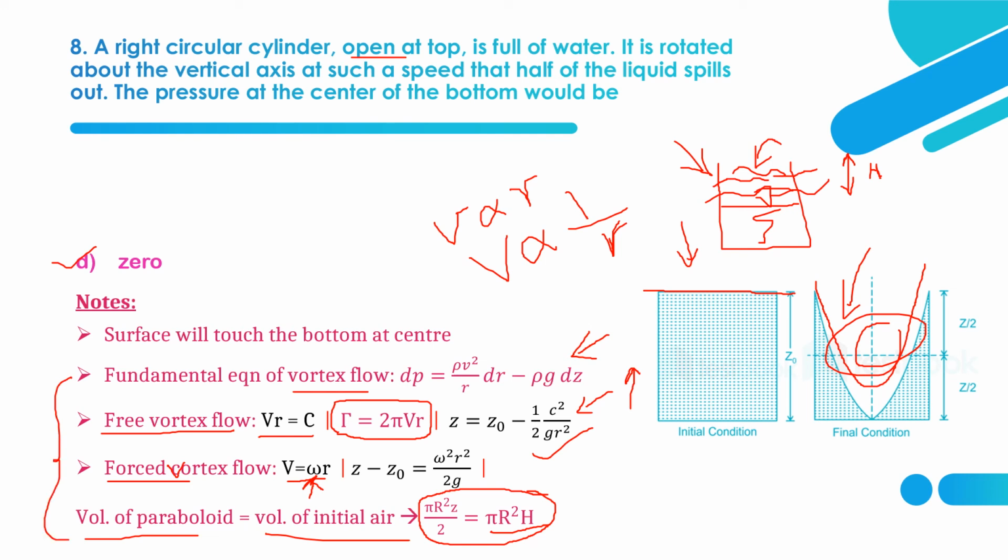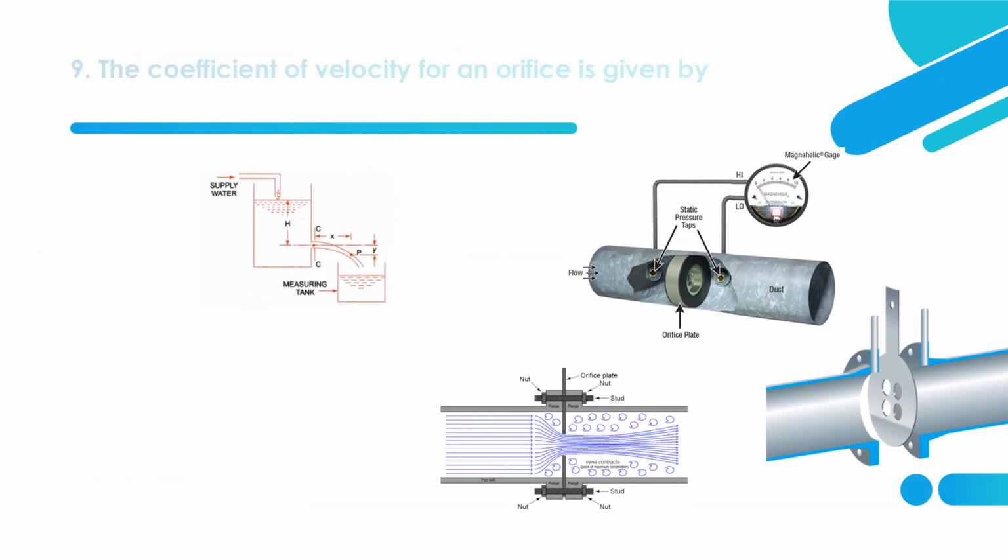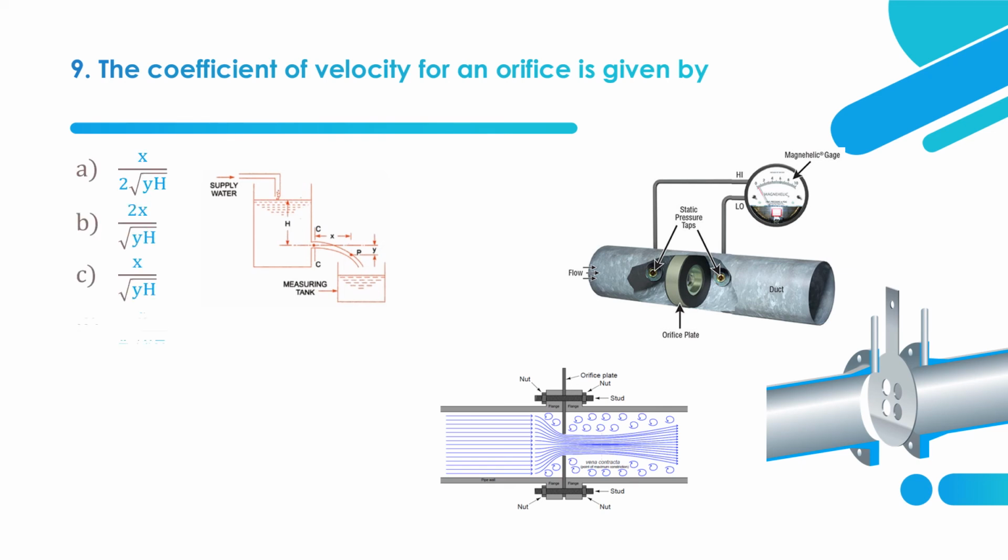Now let's move on to the ninth question. Ninth question is based on orifice meter. The coefficient of velocity of an orifice is given by what formula? You can refer to this diagram to find the meaning of x and y. So option A or B or C or D to find the coefficient of velocity.